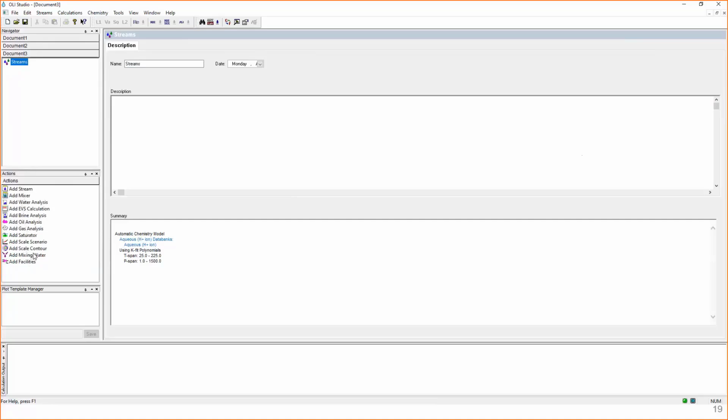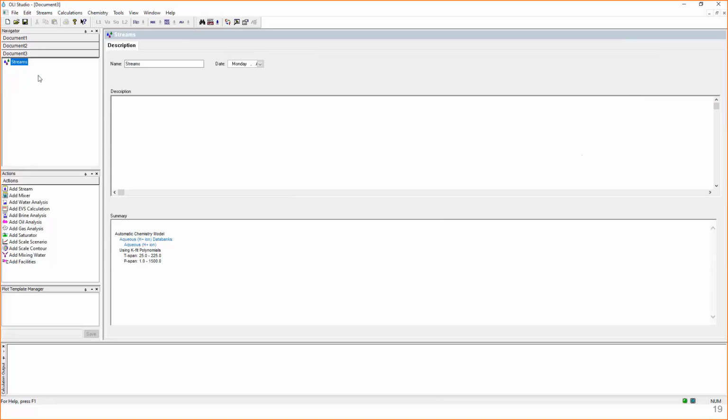If you only have the corrosion analyzer and the stream analyzer, probably you will not see these specific icons. You probably will see add stream, add mixer, water analysis, and the EVS calculation. Probably these four. If you have them all, it's okay. It's probably because you have a trial, so you will see all of these add-ons.